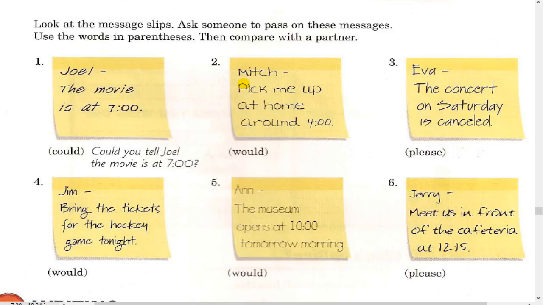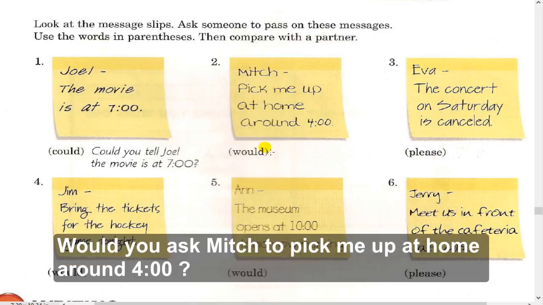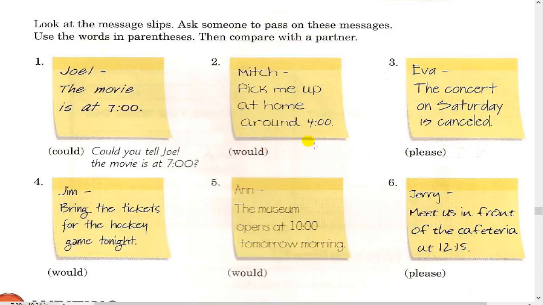Mitch, pick me up at home around 4 o'clock. Mitch is the name of the person. Pick me up, this is a verb, this is the request. Would you ask Mitch to pick me up at home around 4?